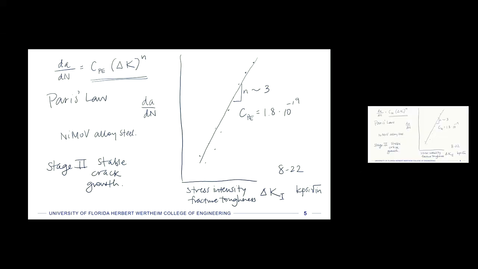So Paris law is most simply stated like this, but you can look at this and see that the rate is related to this delta K to some power. And so if you say, okay, what is a at any given time, right? If we do that, then we have to either do a summation or do an integration to get there. So we can also write Paris law like this. The crack length after some number of cycles n is equal to whatever it was before that, plus the increment that it took to get there.